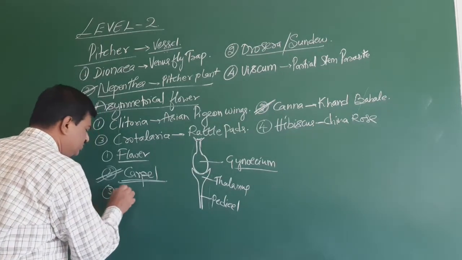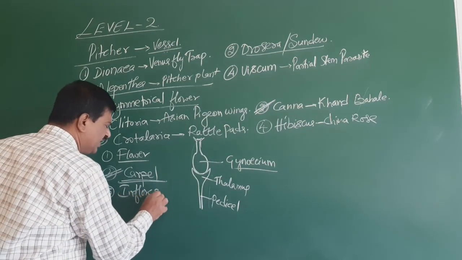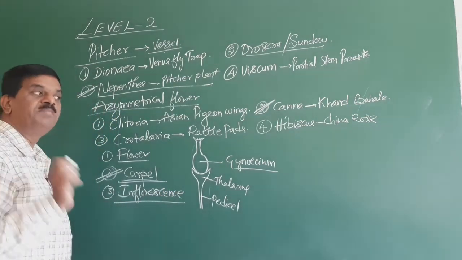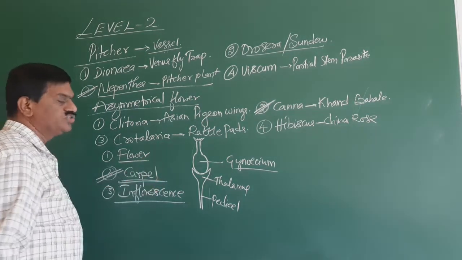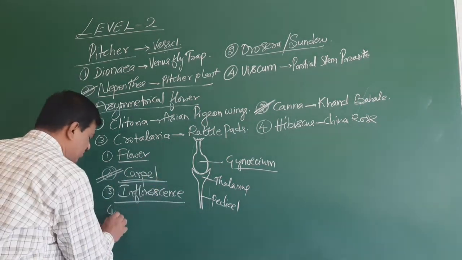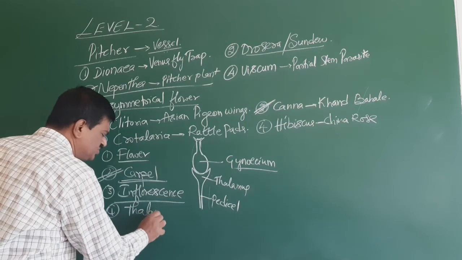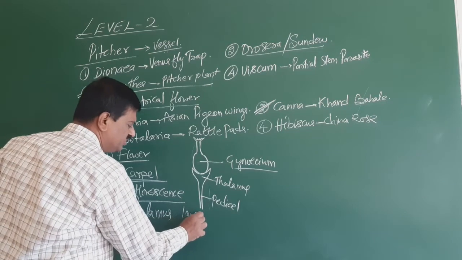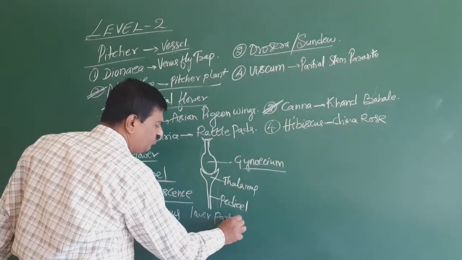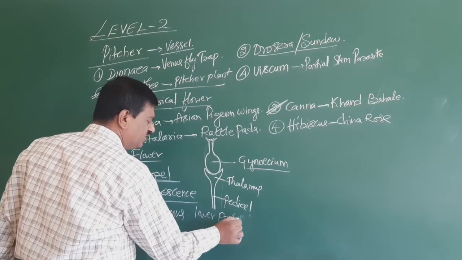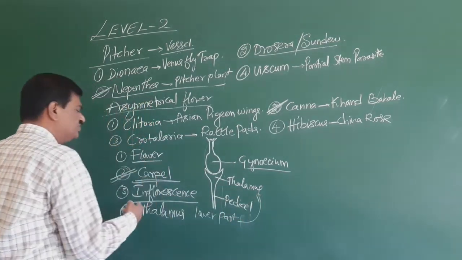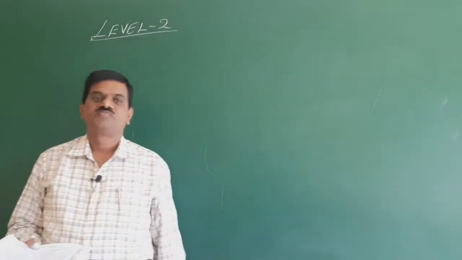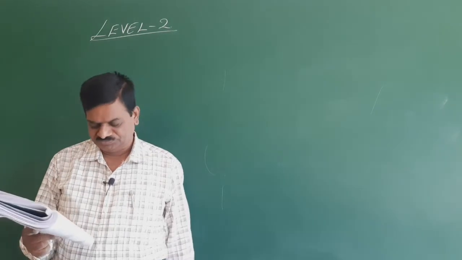And the third option is inflorescence. We know that inflorescence is nothing but a cluster of flowers, a mass of flowers. Again, this is not the option. And the fourth one is thalamus. Thalamus is always present in the lower part, as I mentioned, the lower part of the pedicel. So even this is not the answer. The right answer is carpel. So we go for the 15th question.